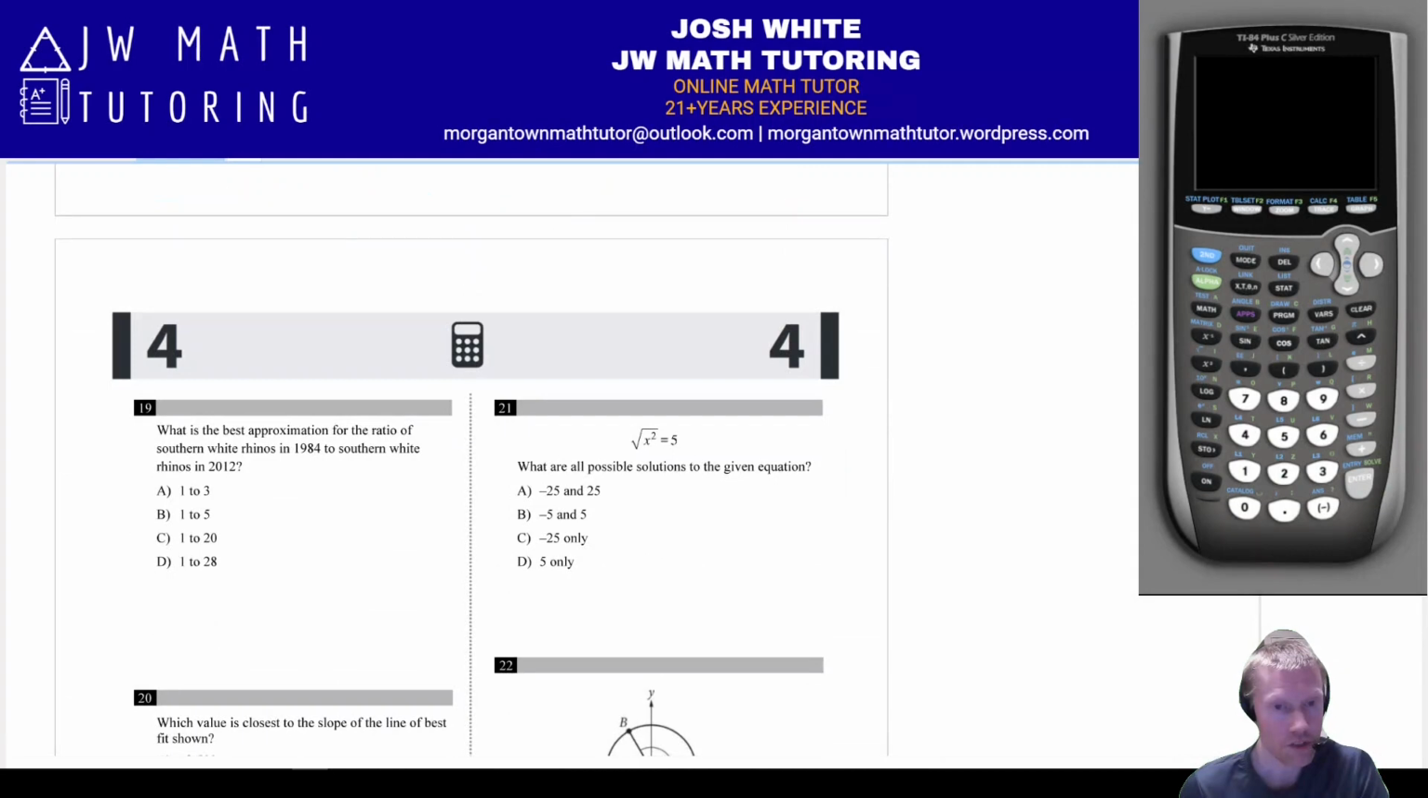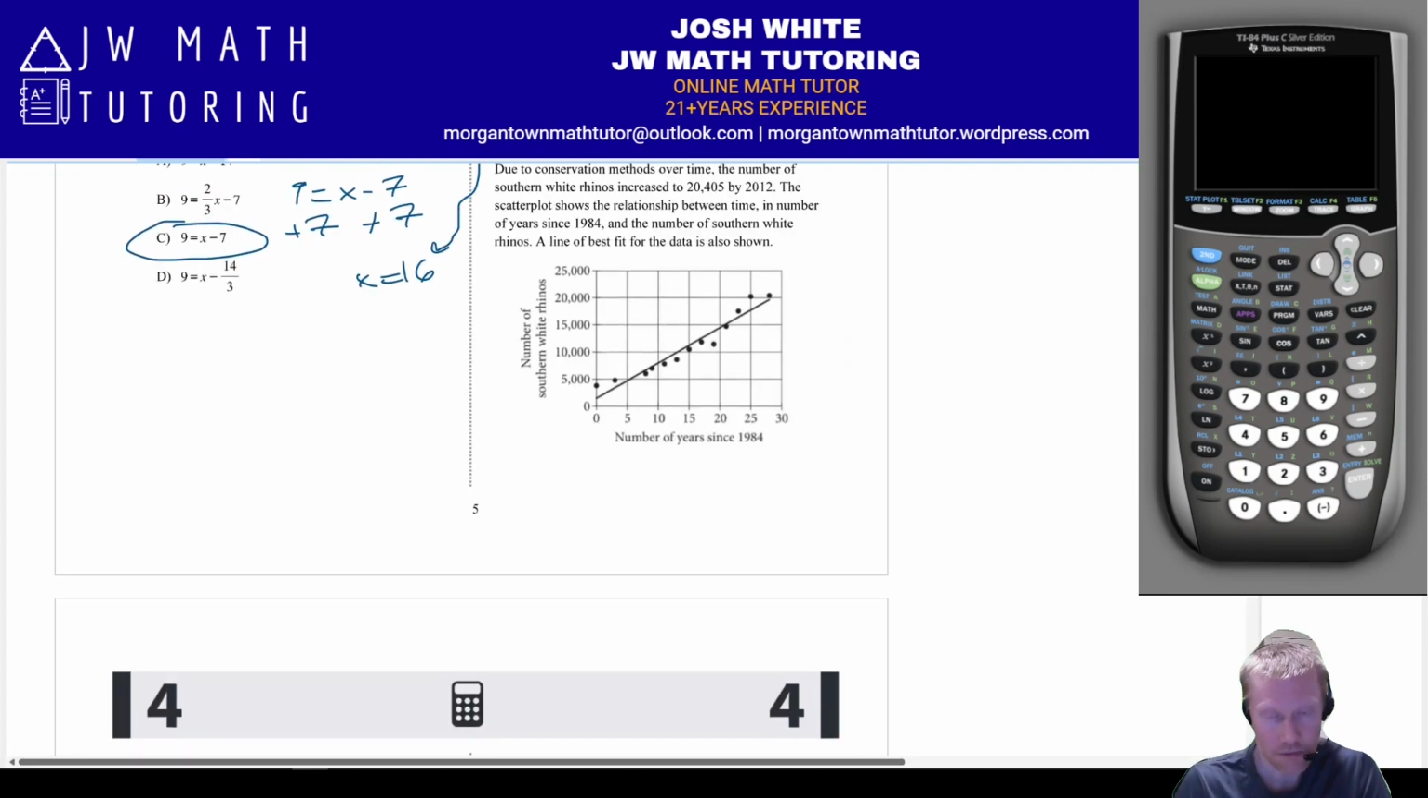All right, so this question is asking for the best approximation for the ratio of rhinos in 1984 to 2012. So all we have to do here is basically go to the graph. We're going to get the actual values. We're going to use the actual points, not the values from the predicted line, but the actual values. So 1984 would obviously be right here because that would be 0 years since 1984. So it looks like that's about 4,000.